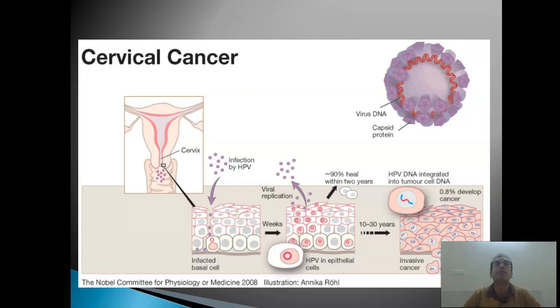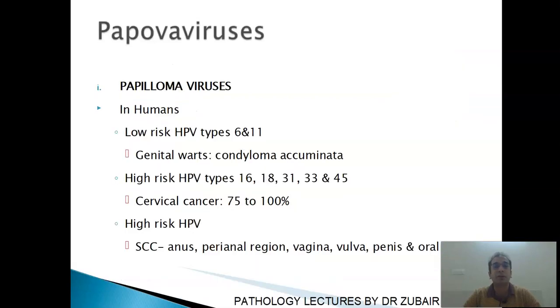Cervical cancer is very important and is now a preventable form because it can be detected early. There is a vaccine available. You can do a pap smear and detect it, right? So that's caused by human papillomavirus. So let's talk about the papillomaviruses.